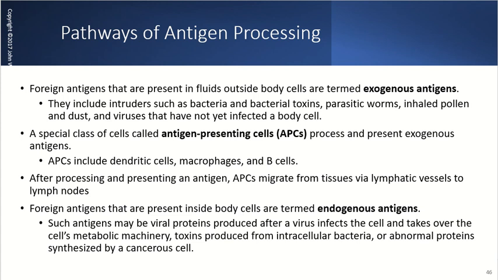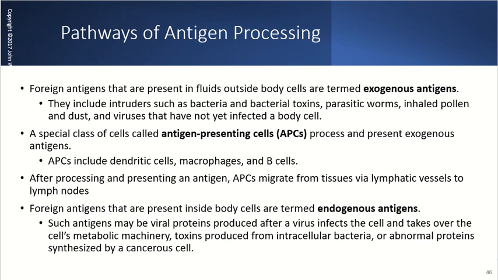A specific class of cells called antigen-presenting cells, or APCs, are going to process and present exogenous antigens. Those APCs include our dendritic cells, our macrophages, and our B cells. After processing and presenting an antigen, our APCs are going to migrate from tissues via the lymphatic vessels to the lymph nodes.